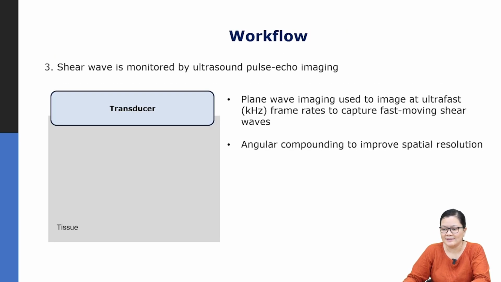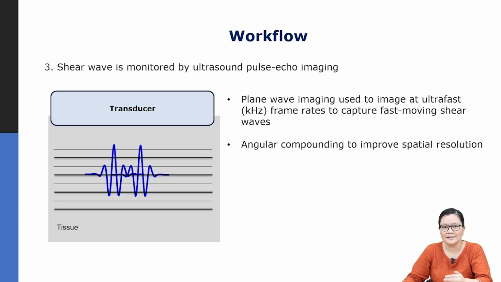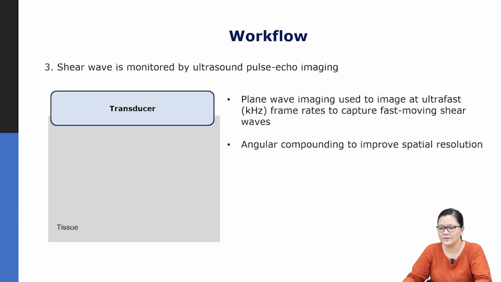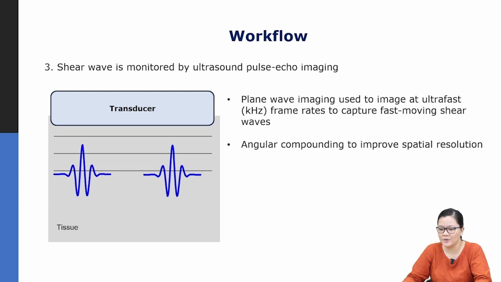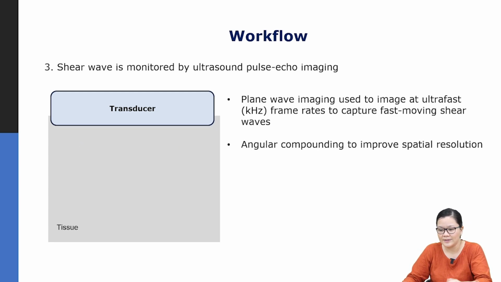After the excitation is sent, you will then monitor the shear waves, and that's typically done using ultrasound pulse echo imaging. Previously, focused beams were used. Until recently, plane wave imaging has gained popularity to monitor these fast-moving shear waves. What plane wave imaging does is it excites all the transducer elements and creates a plane wave that is then used to assess all the regions of the tissue within the imaging field of view.